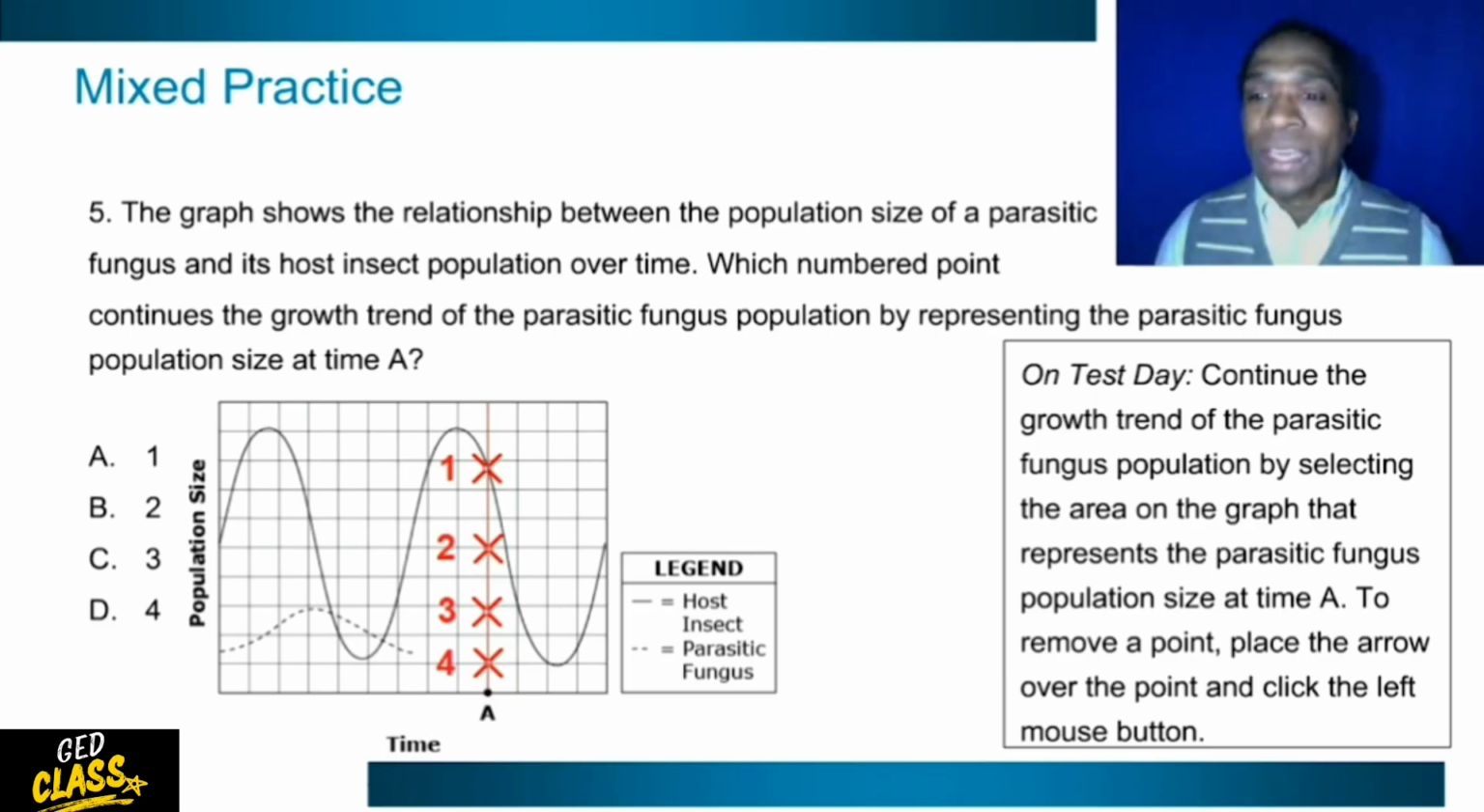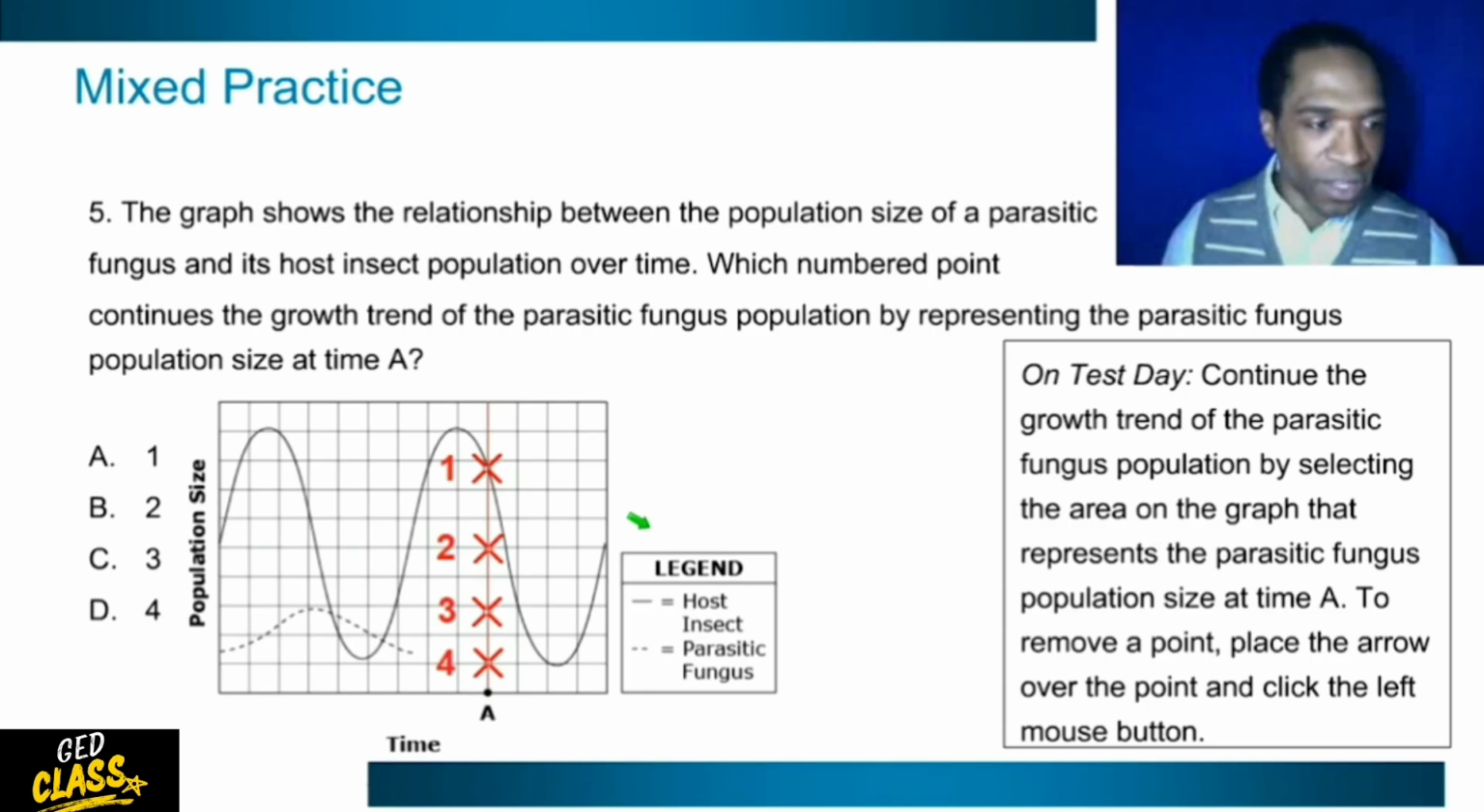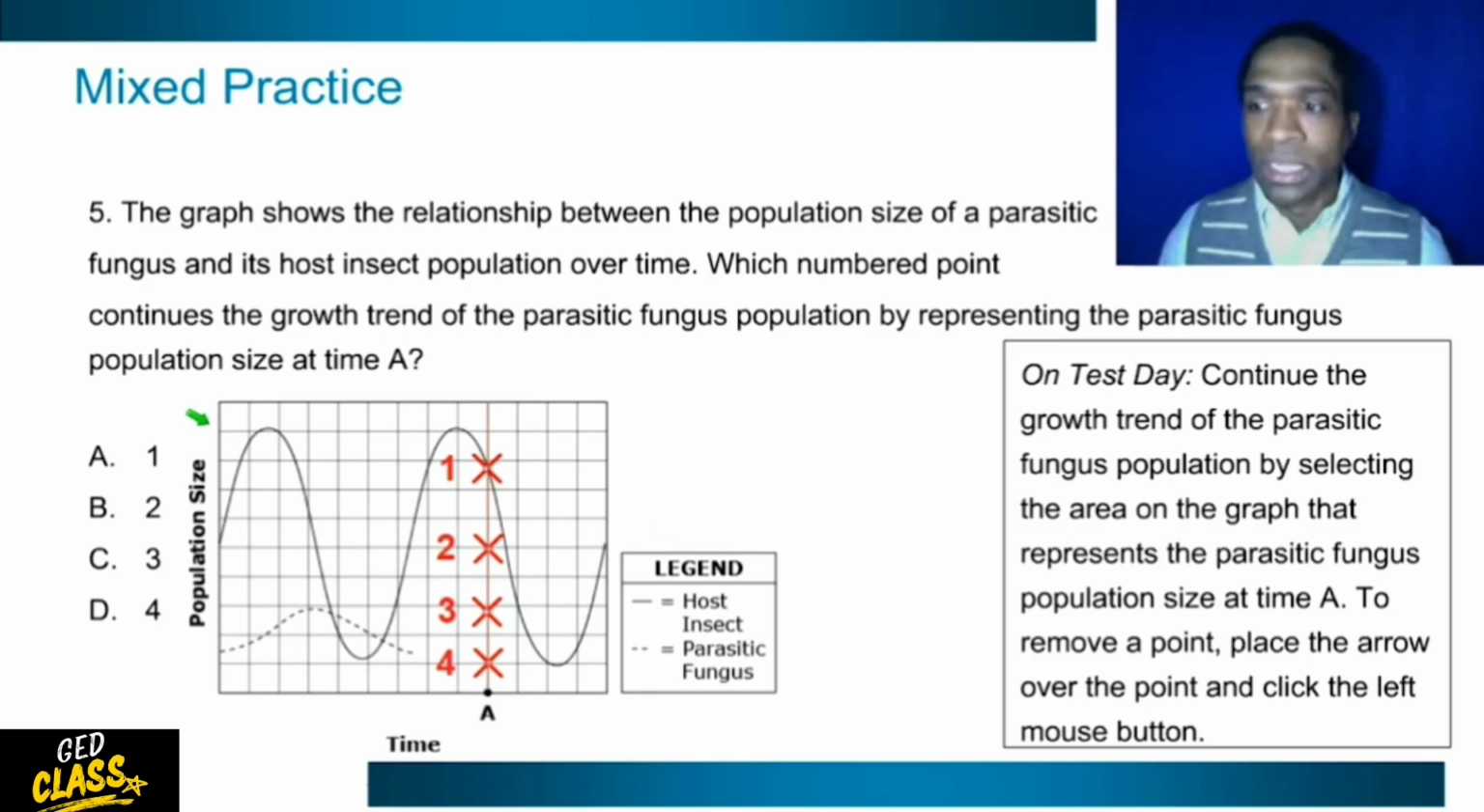All right, starting at the left of this graph. So let's just start right over here. You can see where the fungus line is in relation to the host insect line. Also note that the host insect line starts by curving up to a peak, then it curves down. Now that trend for the host insect line repeats itself. That line curves back up to its peak after it hits its lowest point.